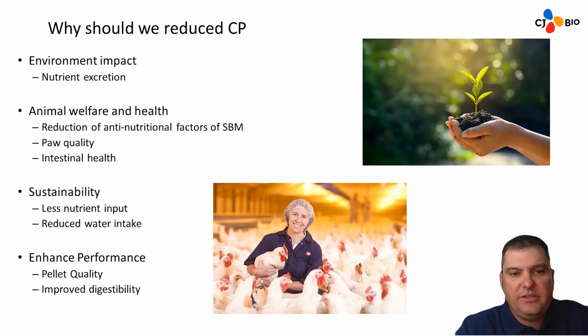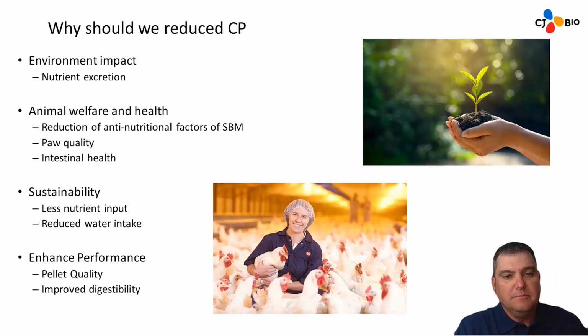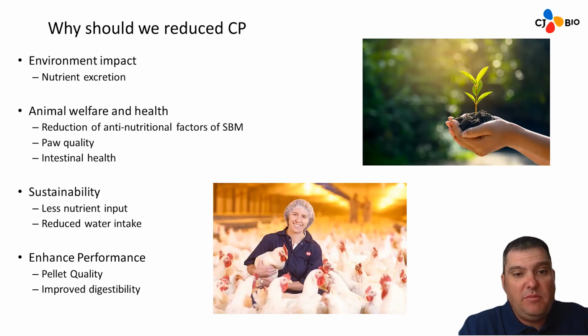High levels of nutrient excretion combined with high levels of moisture can lead to paw lesions. So we could have some reductions in paw quality and then gastrointestinal health. So reducing crude protein can have benefits on all of these different aspects. Additionally, we're improving sustainability, with less nutrient input necessary to produce the product that we're producing. Reduction in water intake due to an adjustment in the electrolyte balance of the diet.